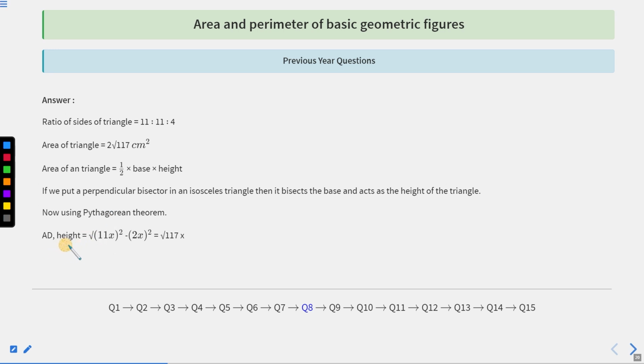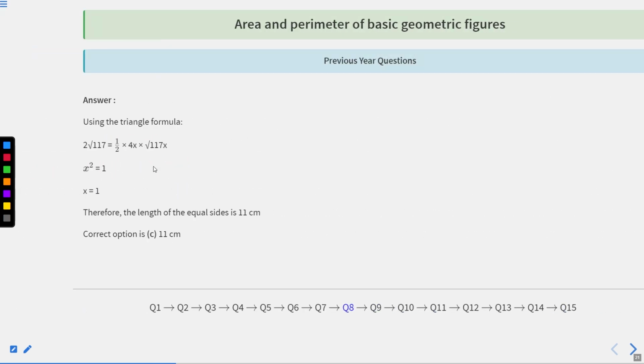So height AD is given by under root (11x) square minus (2x) whole square, equal to under root 117 x. That's the height for you. Now the height is known to you, the base is known to you, the area is known to you. Use this particular formula to find the value of x.